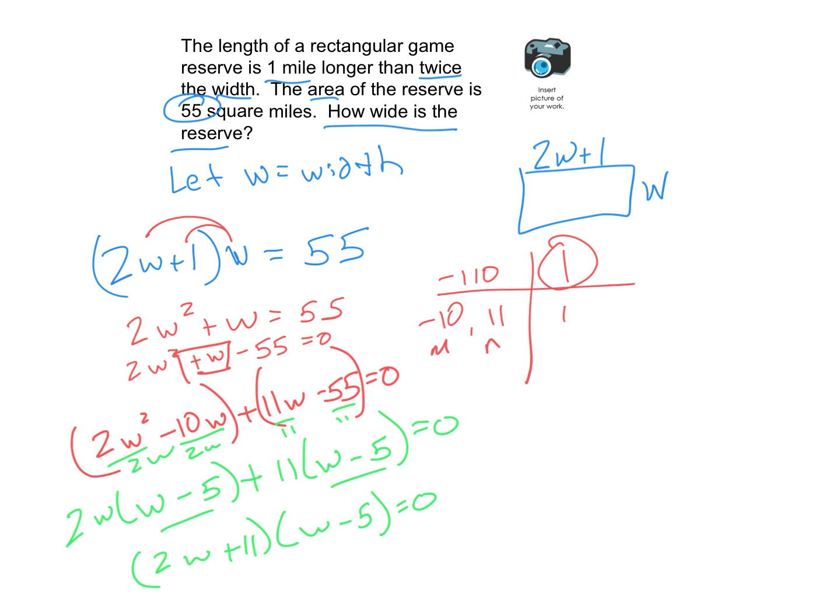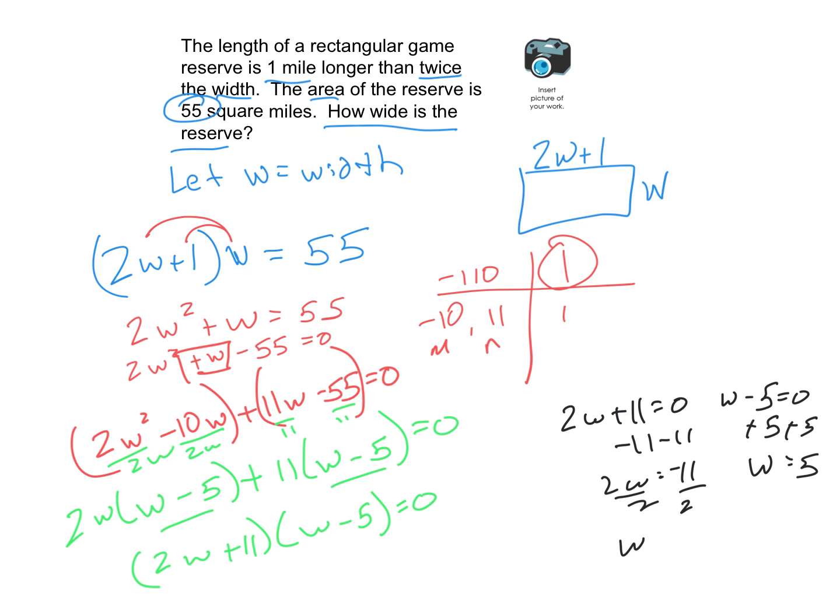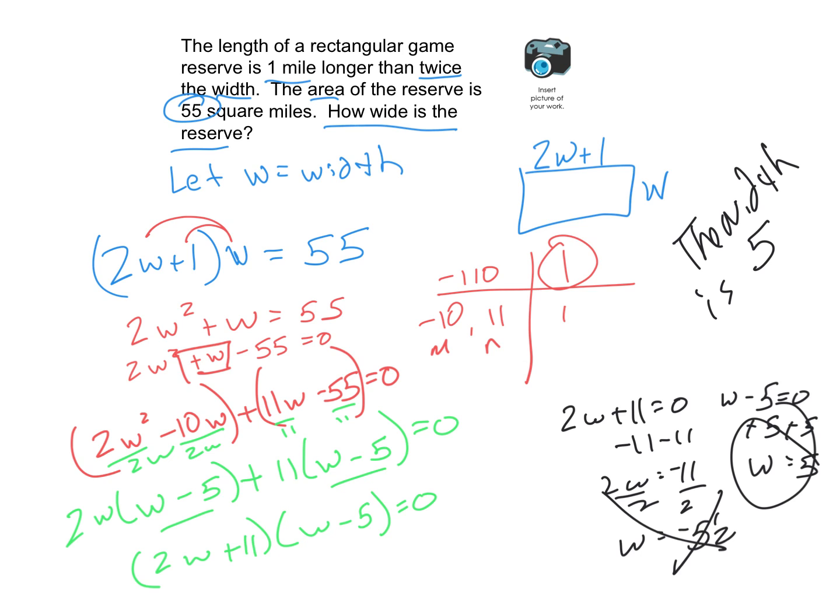I'm ready to go to my next step, which is solving it. So to solve it, I have to set each factor equal to 0 and solve. So I have w equals 5. Width of 5 makes sense. Oh, I can see right now this one's not going to make sense. You cannot have a negative width. So I know I have a single answer. The width is 5 miles. Length and width do not get squared. It's the area that gets squared units. And that is the end of the section.